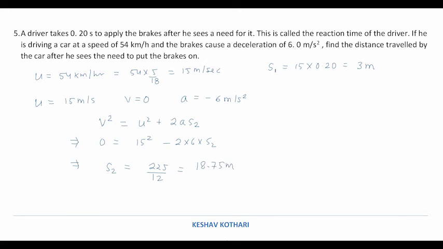So the total distance which the car traveled before coming to a halt is equal to s1 plus s2, which is equal to 3 plus 18.75. That is 21.75 meter. So let us move to the next question.